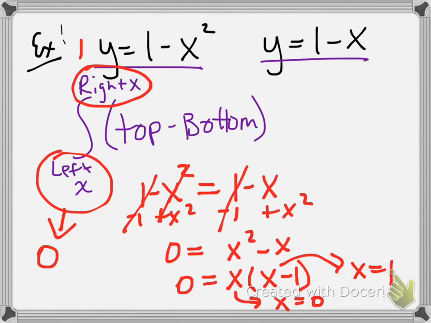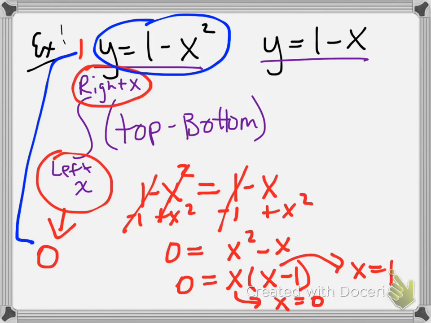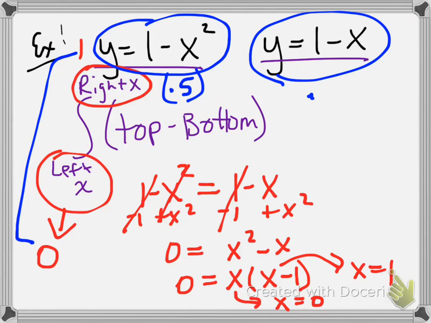Alright, so now we know our left x and our right x, but we don't know which is top and which is bottom. So a really easy way to do this is just pick a number between your two intersection points. So between 0 and 1, say we could use 0.5. If I plug 0.5 in here, and if I plug 0.5 in here for x, whichever one is a bigger number is the top curve, and whichever one's the smaller number is the bottom curve.